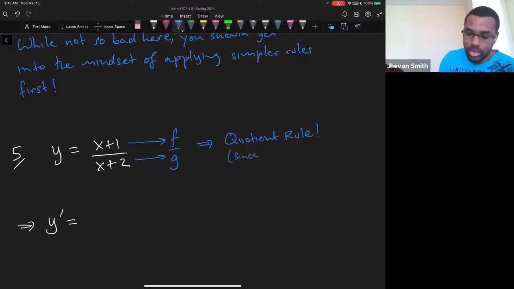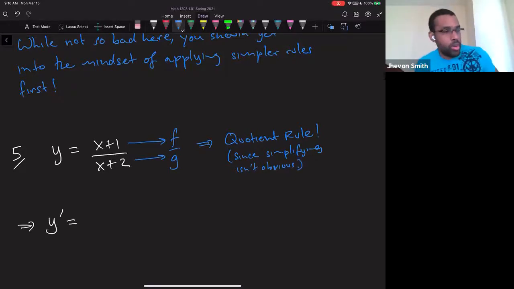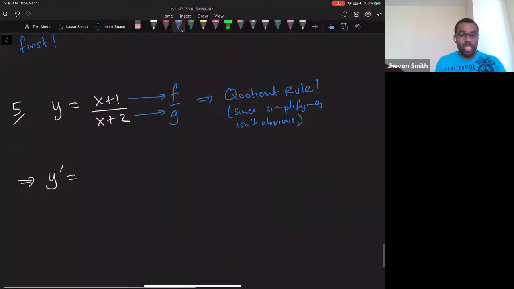Since simplifying isn't obvious. You can simplify this, but maybe I'll show you. Right. So you look at a derivative that I give you, and one of the first things you're going to do, could I just kind of simplify this a little bit more before I jump into anything? That's always what you want to think. It's not going to be super obvious how to simplify this, especially if you don't remember a lot of your pre-calc very well, even though you should. It always happens that people never remember enough. So I would just jump into the quotient rule.